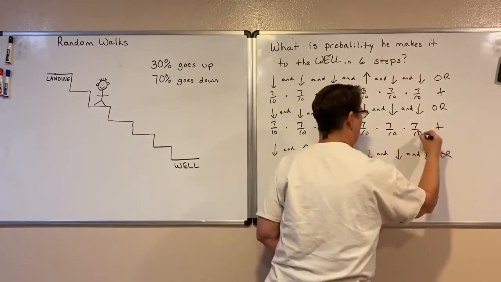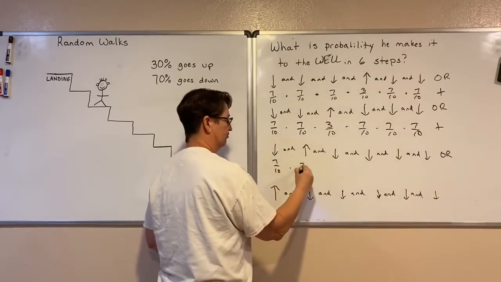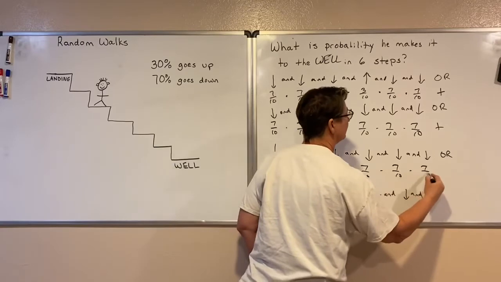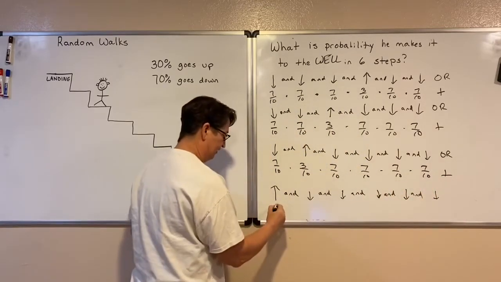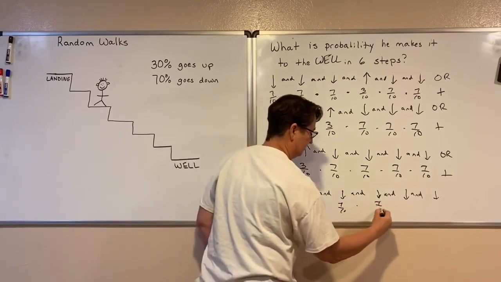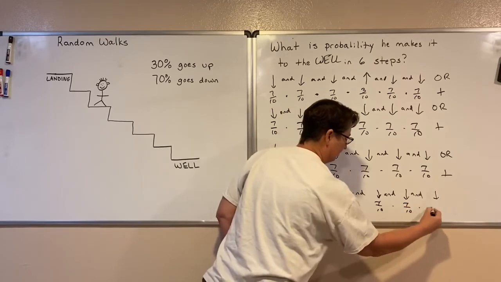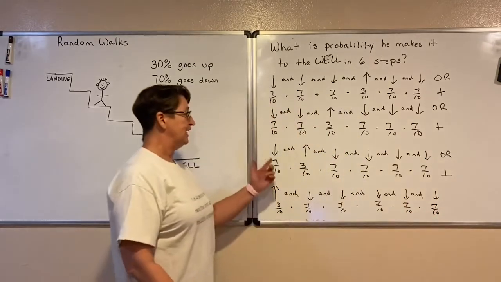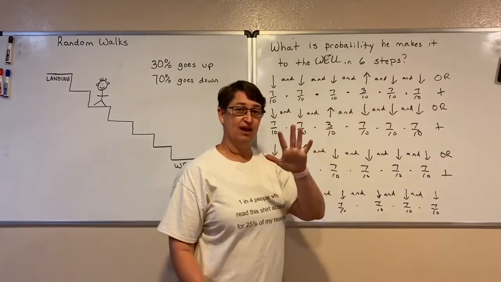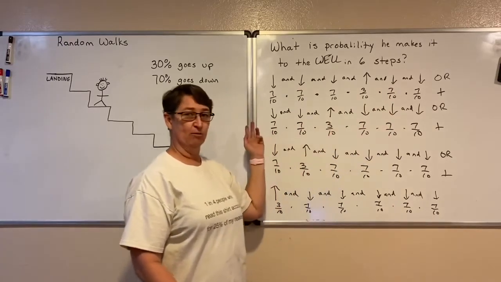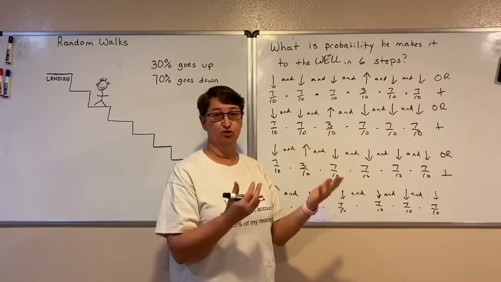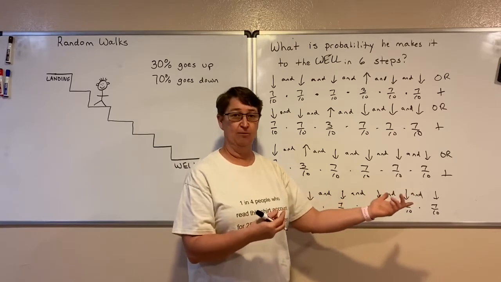That or tells me to add 7 tenths times 3 tenths times 7 tenths times 7 tenths times 7 tenths times 7 tenths. I'm going to add, and then I have 3 tenths times 7 tenths times 7 tenths times 7 tenths times 7 tenths times 7 tenths. Now what I want you to notice is on each one of these on top, I have 1, 2, 3, 4, 5 7s and a 3 on every one of them. And when I'm multiplying, multiplication is commutative, so the order doesn't really matter there. It's going to end up with the same number.